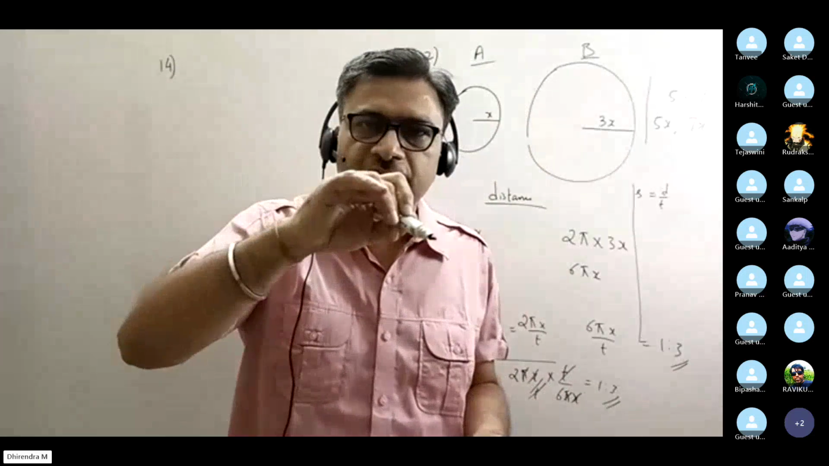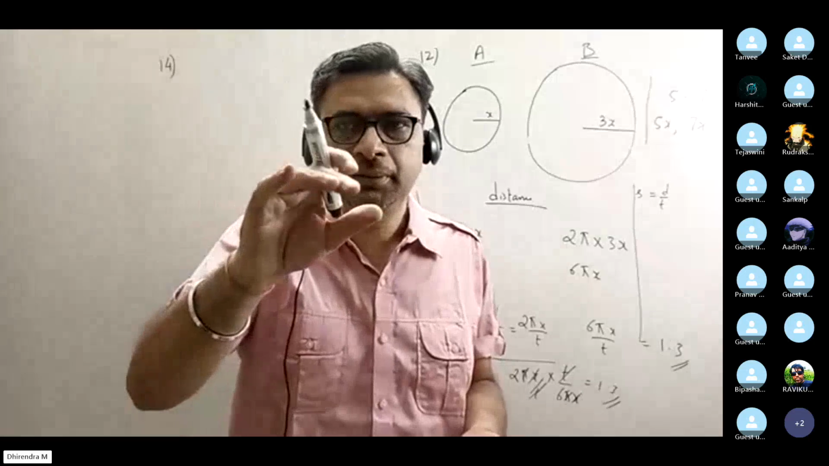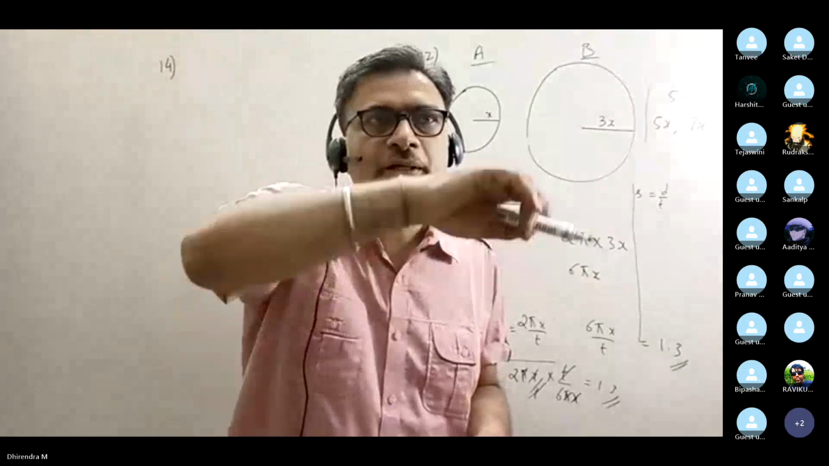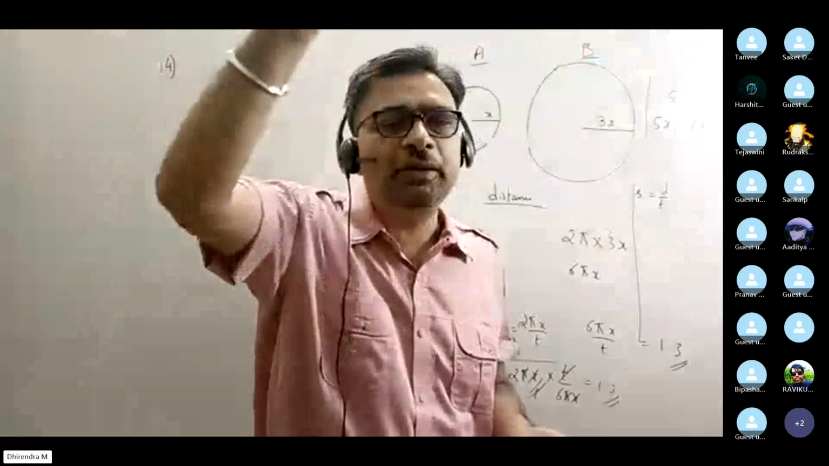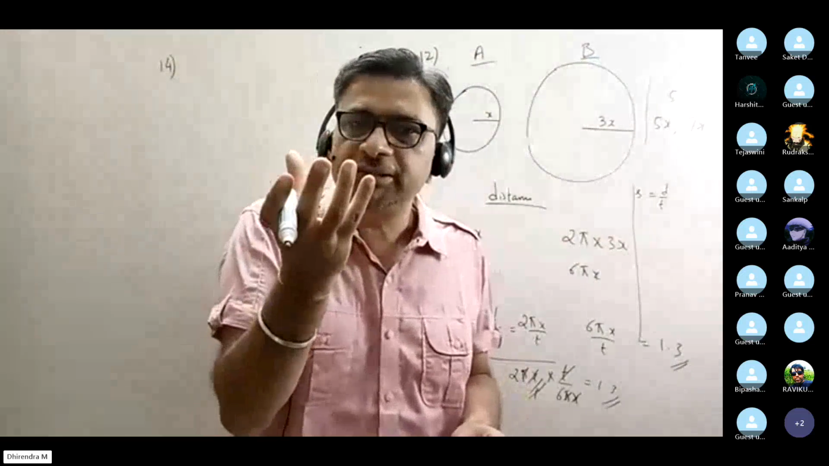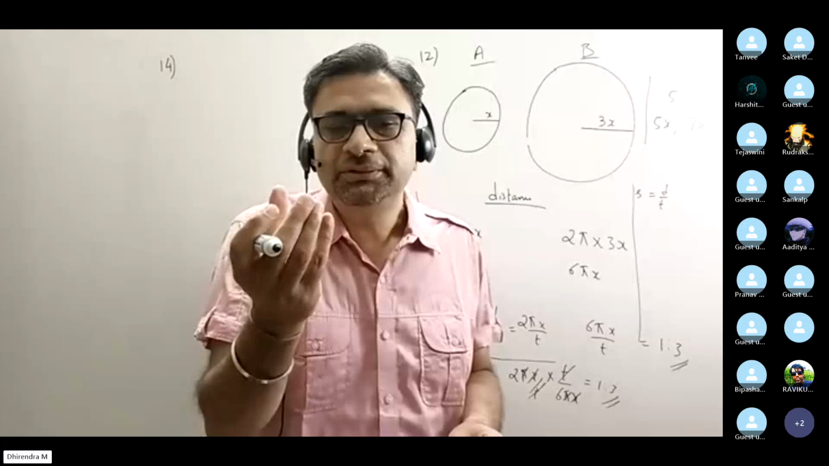The displacement will be 0. What is the displacement? You're completing a circle. Your initial and final position is the same, so your displacement is 0. No matter how big a circle you move, a small circle or a large circle, at the end of the day, your displacement is 0.